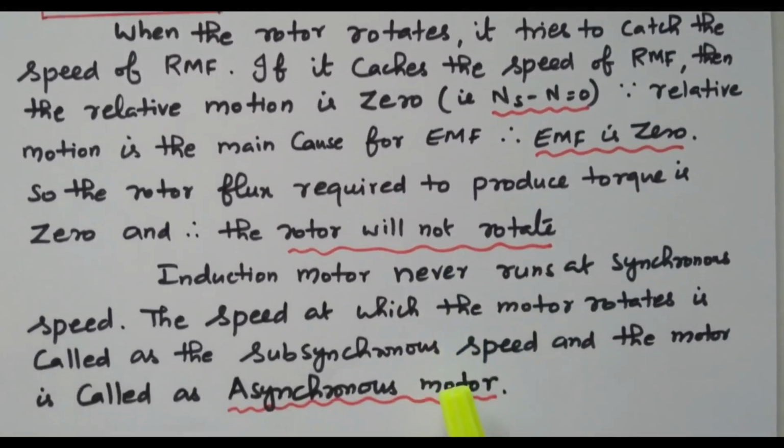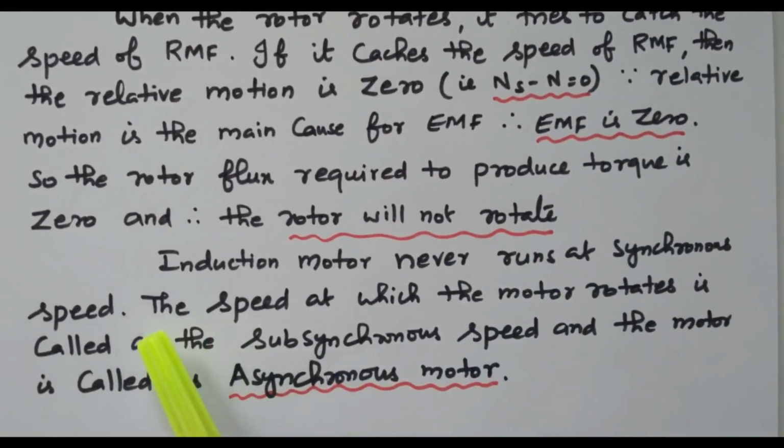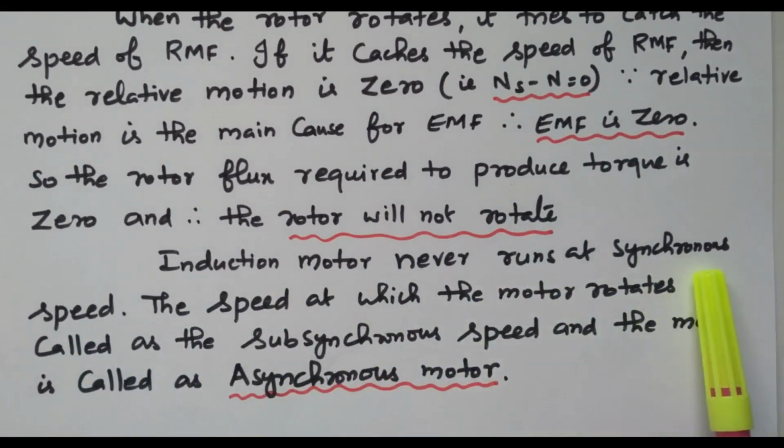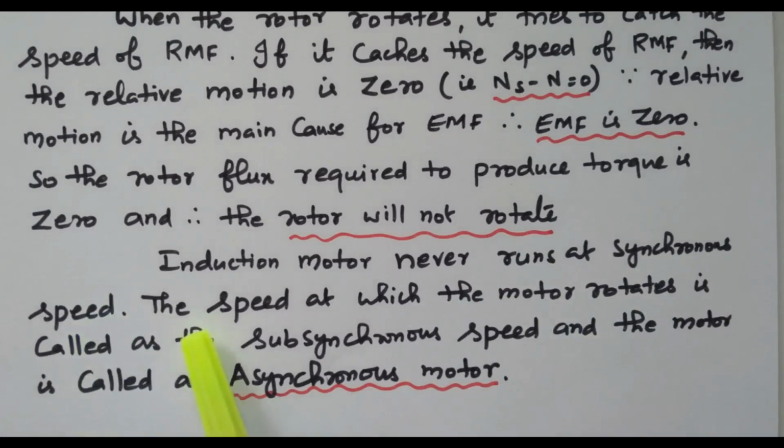So the induction motor never runs at the synchronous speed. That is the important thing. The speed at which the motor rotates is called a subsynchronous speed. It is always subsynchronous speed, and that is why it is called an asynchronous motor. We have synchronous motors, which always rotate at the synchronous speed, but the induction motor never runs at the synchronous speed. So it is called an asynchronous motor.